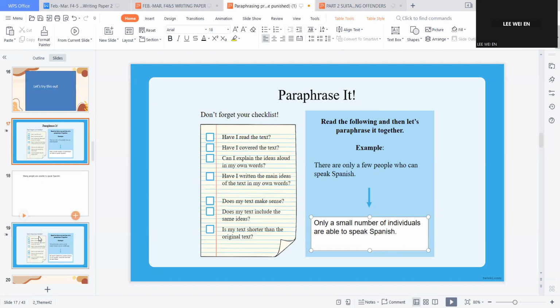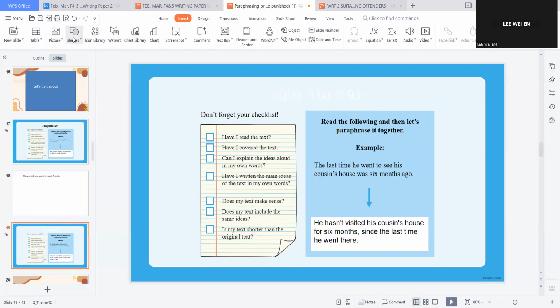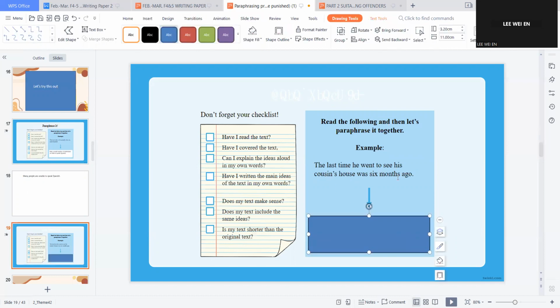Right. So next one. I want to cover this one. Please don't look at the answer first. Use your own method. Okay, the last time he went to see his cousin's house was 6 months ago. Try to find the key ideas here. You get the main idea first. The last time he went to see his cousin's house was 6 months ago. So what does that mean to you?